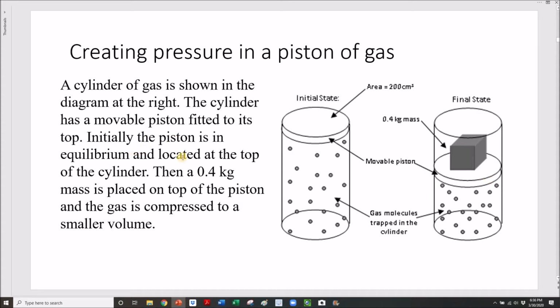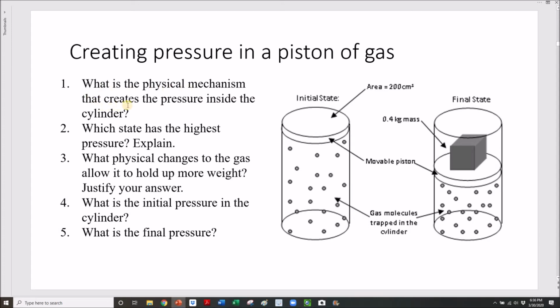Initially the piston's in equilibrium right here, and then after I put that mass on it, it's compressed and it comes to a smaller volume and it's in a new equilibrium position. What's the physical mechanism that creates the pressure inside the cylinder? Well, we just talked about that. It's the collision of, in this case, gas molecules colliding with the container.